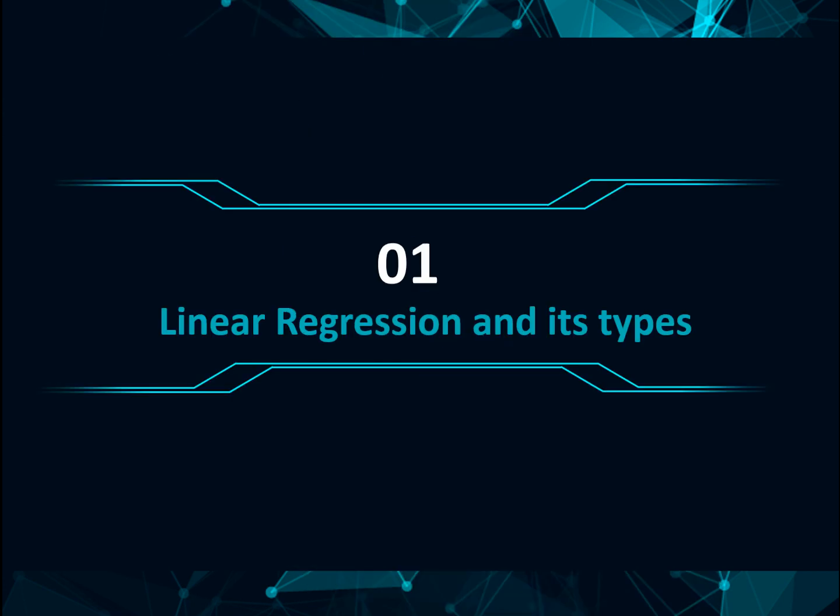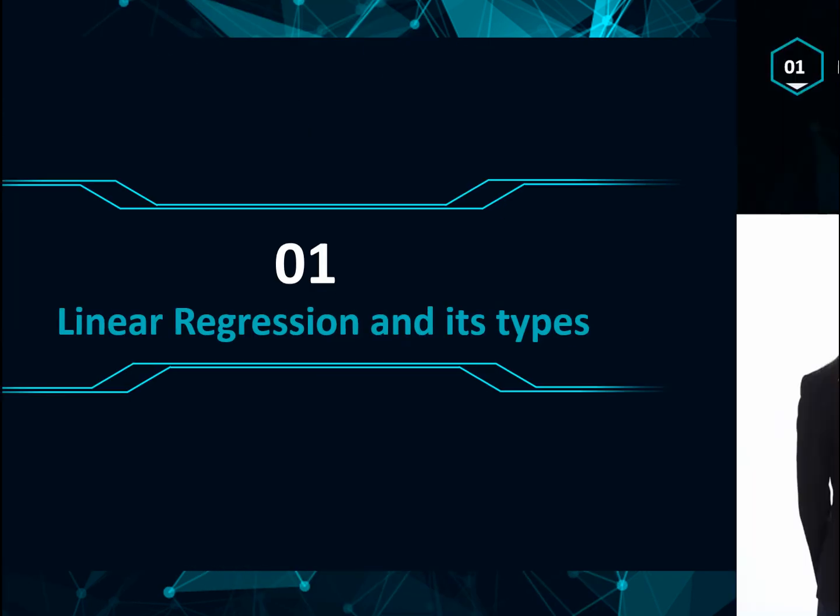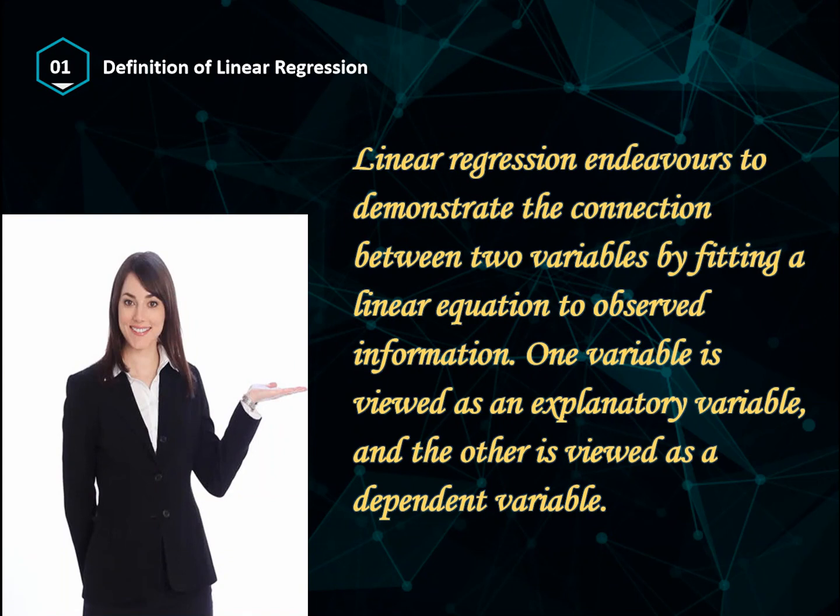Let's try to know what is linear regression and its types. Linear regression endeavors to demonstrate the connection between two variables by fitting a linear equation to observed information. One variable is viewed as an explanatory variable and the other is viewed as a dependent variable. That is, it is used for learning the linear relationship between the target and one or more predictors. And it is probably one of the most popular and well-known inferential algorithms in statistics.